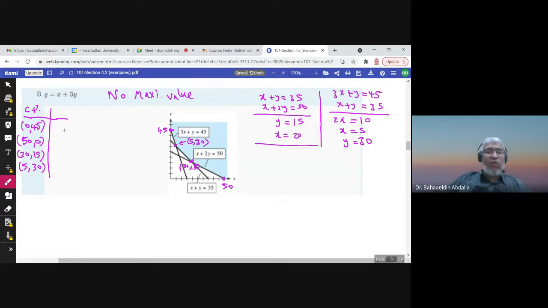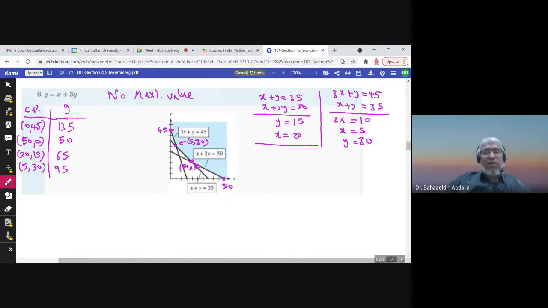1, 2, 3, 4, four corner points. So it's time to substitute in the objective function g. So 3 times 45, 135. 50 plus 0 is 50. 20 plus 3 times 15, so that's 65. 5 plus 3 times 30, that's 95.